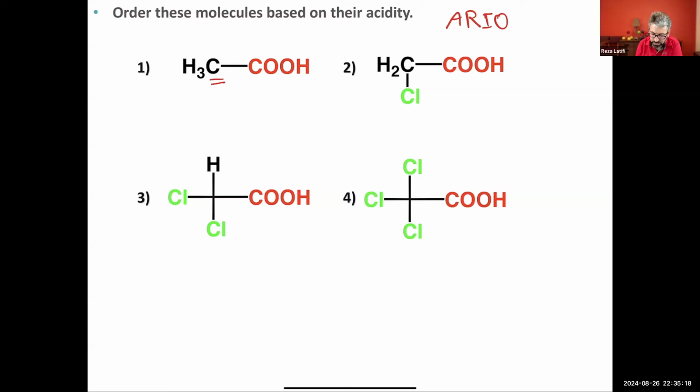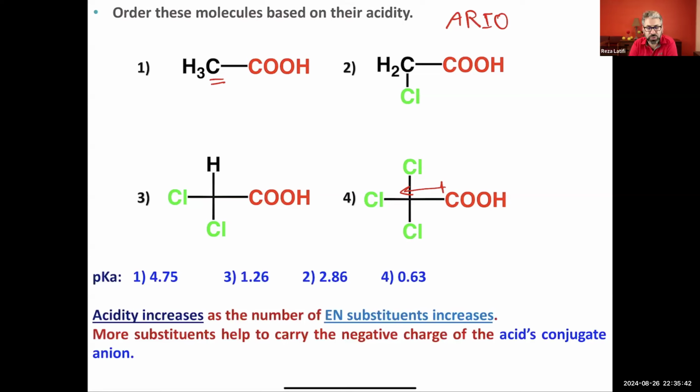This carbon has more chlorine attached to it, so it will apply more of a pulling effect, or induction effect, and it will make the carbon thirsty for electrons. The carbon is going to try to get electrons from oxygen, and oxygen will get it from hydrogen. So the answer is number 4, the strongest acid. Why? Because it has more electronegative elements attached to it, and the conjugate base will be more stable.